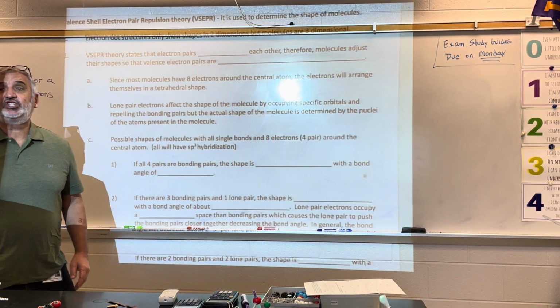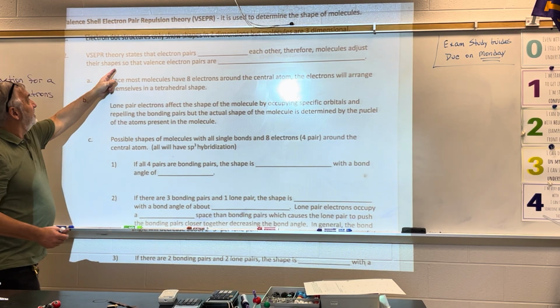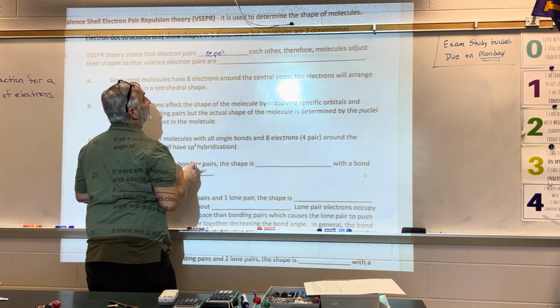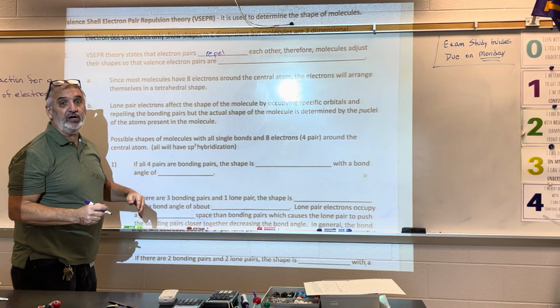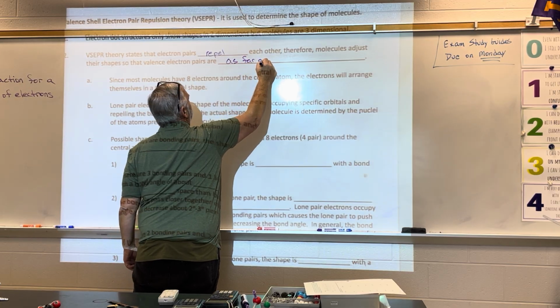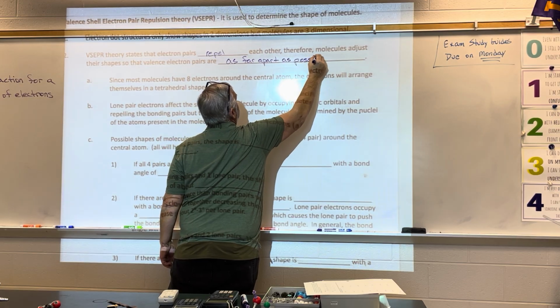The valence shell electron pair repulsion theory says that the valence shell electron pairs, the ones involved in bonding and the lone pairs, the bonding pairs and lone pairs, are going to repel one another. Okay? The electron pairs repel each other. Therefore, molecules adjust their shapes so that the valence electron pairs are as far apart as possible. Okay? That's where all of our shapes come from.